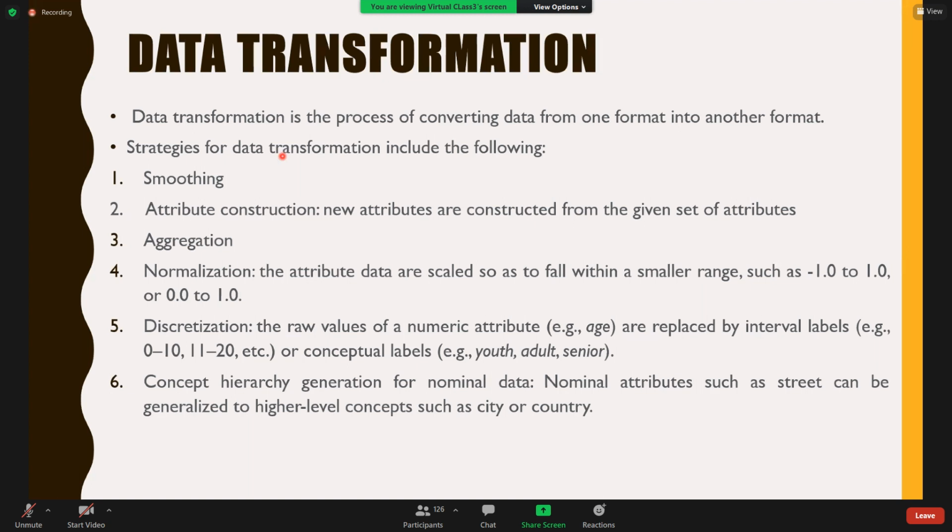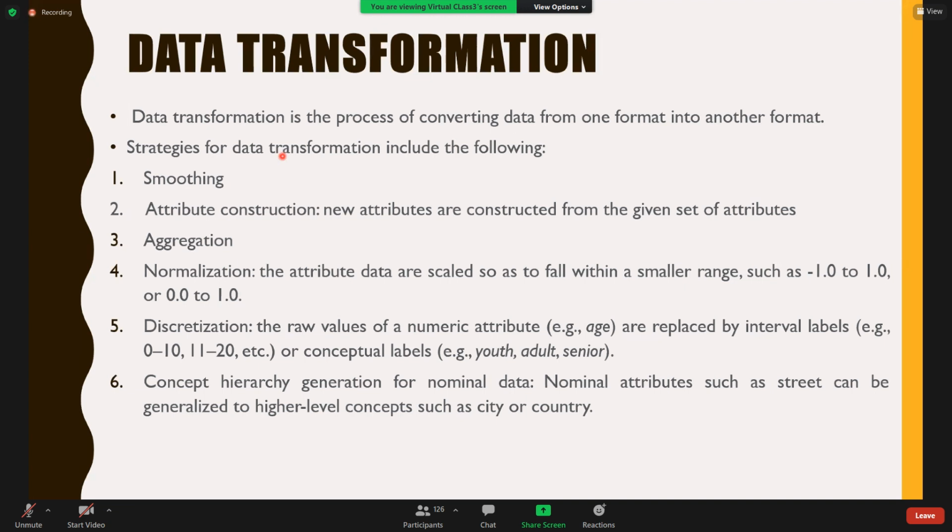And next, attribute construction. You're creating new attributes from the given set of attributes. Constructing new attributes from the already existing list of attributes, that is attribute construction. And next, aggregation. Aggregation, whatever we discussed previously, data cube aggregation, right? Aggregation can also be applied for transforming one form to another form. And next, normalization. This topic we'll discuss now.